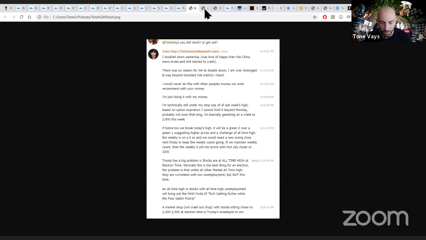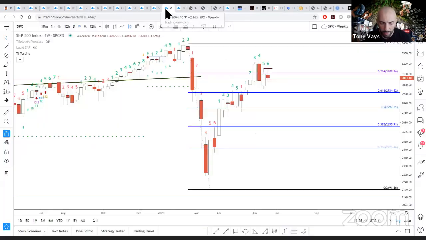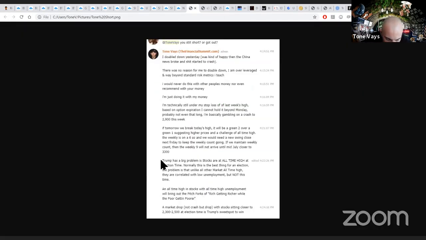Now Trump has a problem. Unemployment is no longer at an all-time low. And if unemployment is high but the stock market is at an all-time high, you can't exactly stand there on TV and talk about how great the economy is. In fact, the pitchforks of the rich getting richer and the poor getting poorer are literally going to come out at Trump's rallies. And that's what I wrote here.